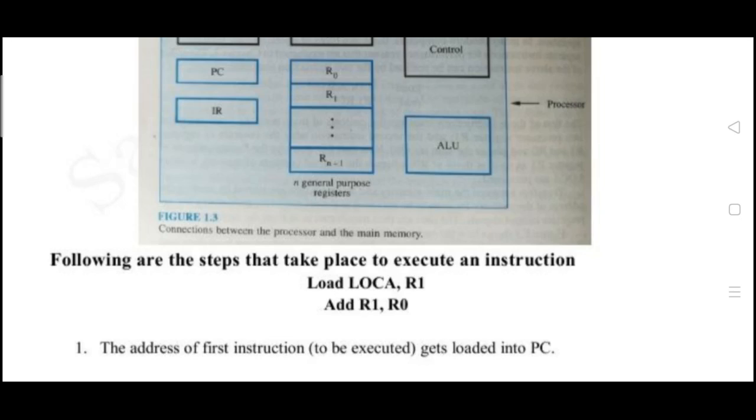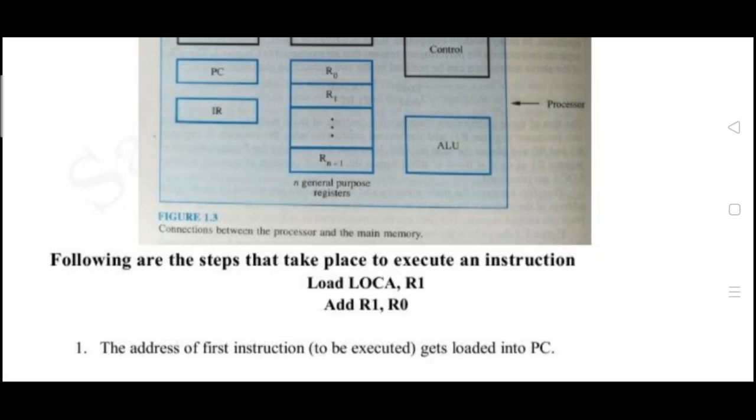The meaning of the first instruction is: load the value stored at the location. What is the meaning of the location? The identifier is LOCA, right? And store it in R1, a general purpose register. Then add the content of R1 to R0. Where will it be stored? It will be stored in the location R0 itself. Add the content of R1 to R0 and store it in R0 permanently.